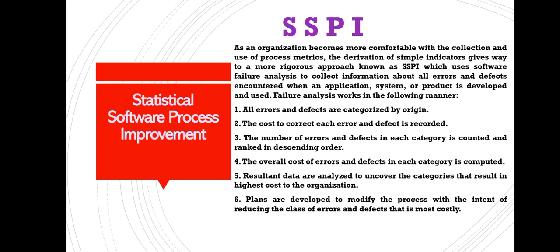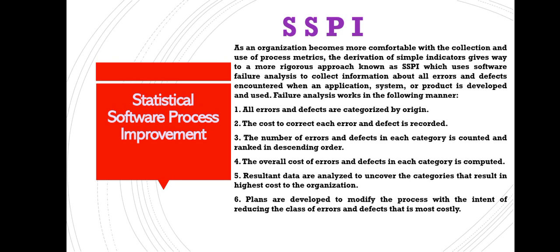Whenever an organization becomes more comfortable with the collection as well as the usage of process metrics, the derivation of simple indicators gives way to a more rigorous approach known as statistical software process improvement. It uses software failure analysis in order to collect information regarding errors and defects that are encountered while an application, product, or system is developed and used.